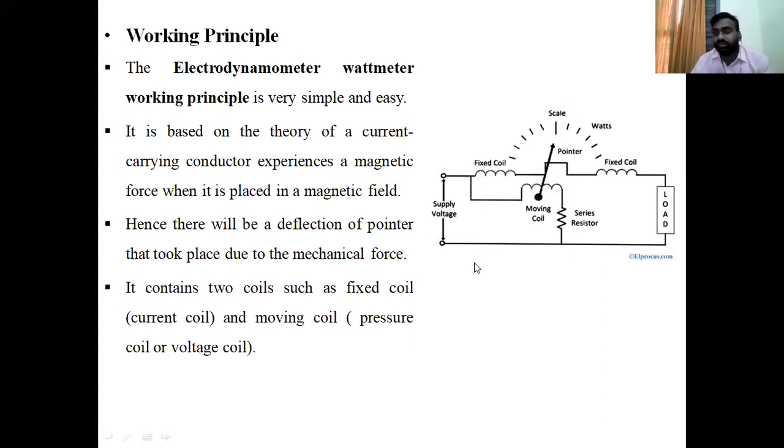Before discussing the working principle, let us analyze the electrical circuit diagram of the electrodynamometer type wattmeter. It's quite simple. A fixed coil is connected in series. The fixed coil is nothing but the current coil, as we described in the introduction. So this is a fixed coil, and this is a moving coil.